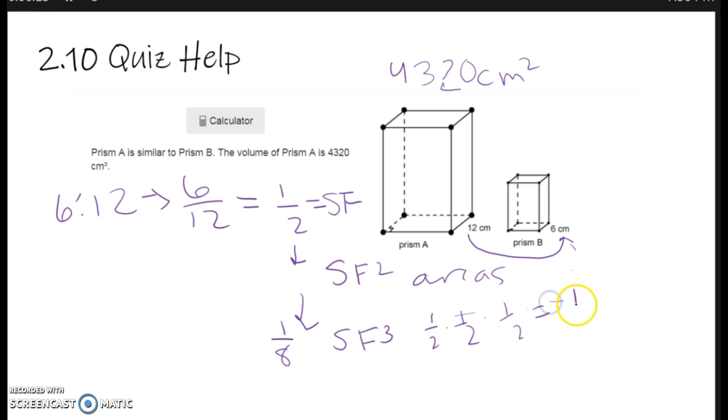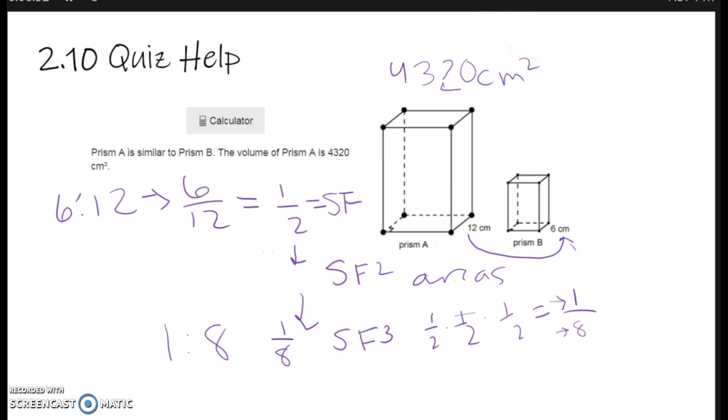Straight across on the top gives you 1 still. And then straight across on the bottom, 2 times 2 times 2 gives you 8. 1 over 8. So the ratio of the volumes is, instead of being 1 to 2 or 6 to 12, it's 1 to 8. 1 over 8.